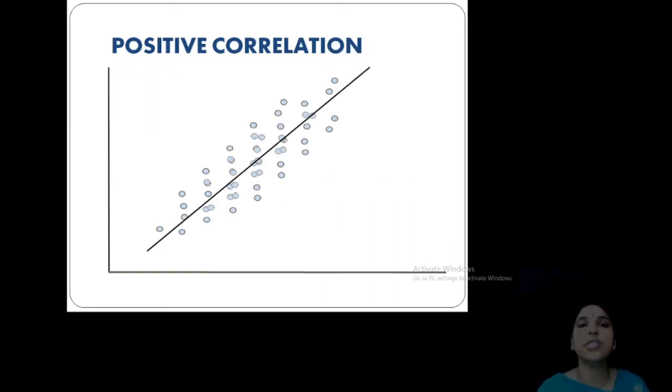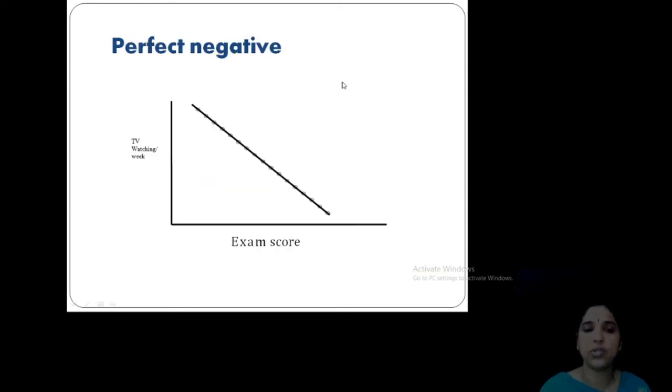Okay. So this is a positive correlation, meaning you can see almost all dots are somewhat closely attached. From here to here, that direction is positive, moving in the same direction. Clear? See, this is a negative direction, the opposite direction, exam score and TV watching per week. This is perfect negative. Why is it known as perfect negative? Because all dots are on the same line.